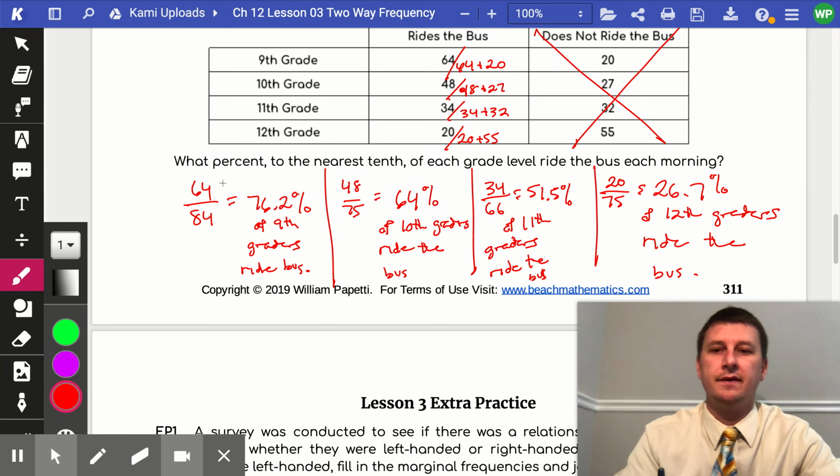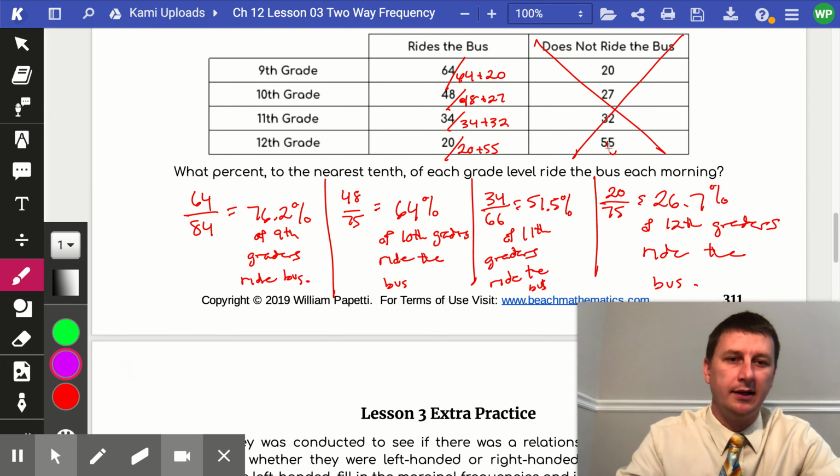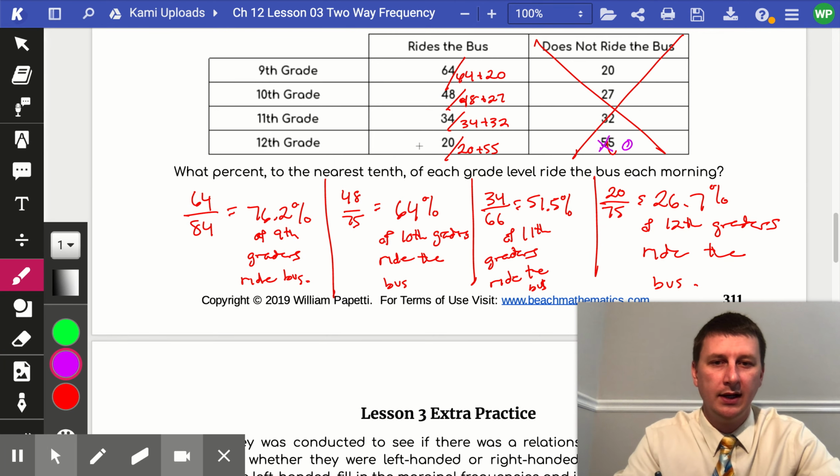So based on this information that we're looking at now, you might have seen 64, 48, 34, 20. Yes, the numbers are decreasing, but again, we don't know our total numbers. So this might have been 20 out of, and then 0 people. Let's change this 55 to a 0. Now, how would that have changed our answer? Well, this would have been 20 out of 20 plus 0, so this would have been 100% of 12th graders ride the bus.